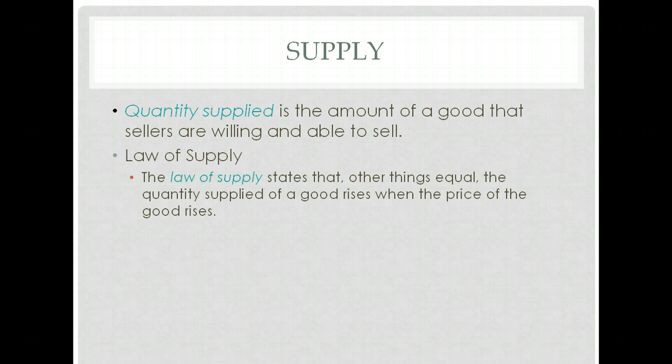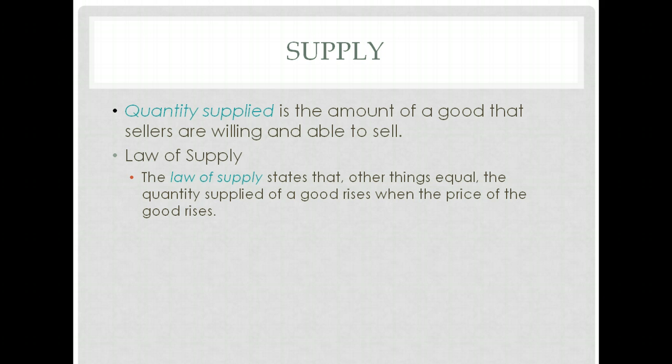Now, just like we had a law of demand, we have a law of supply. If you think back for a minute, the law of demand said that as prices decrease, the quantity that people were willing to buy would increase. And that made sense, right? Cheaper prices mean people are willing to buy more. The law of supply says something a little different. It says that, again, other things equal, the quantity supplied of a good rises when the price of a good rises.